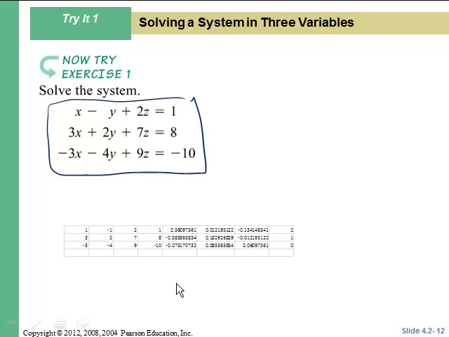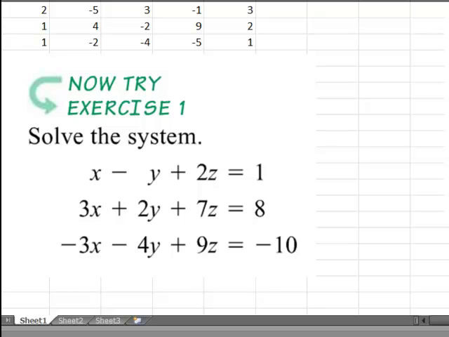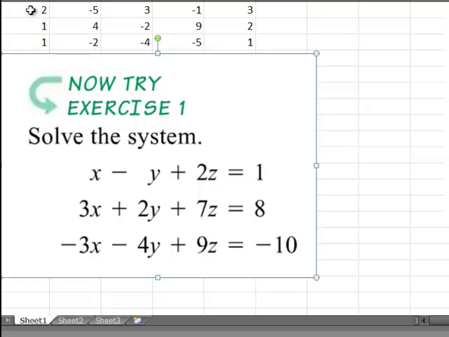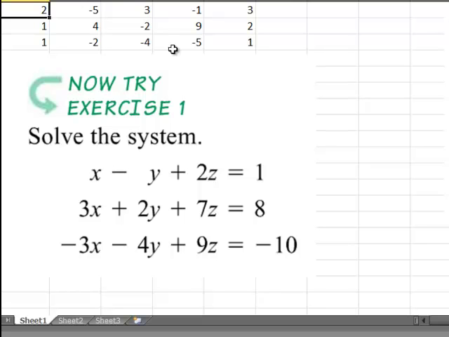All right, next. So we are showing how to solve systems of equations using Excel. What you want to do is go to the cells, and if you notice, I'm going to type 1, -1, 2, 1. You can see that the 1 comes from this one down here and so on. 3, 2, 7, 8.